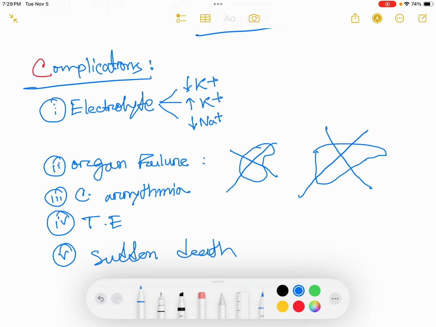Electrolyte imbalance includes hypokalemia, where potassium ion decreases, hyperkalemia, where potassium ion increases, and hyponatremia, where sodium ion decreases. Organ failure includes renal failure and liver failure.